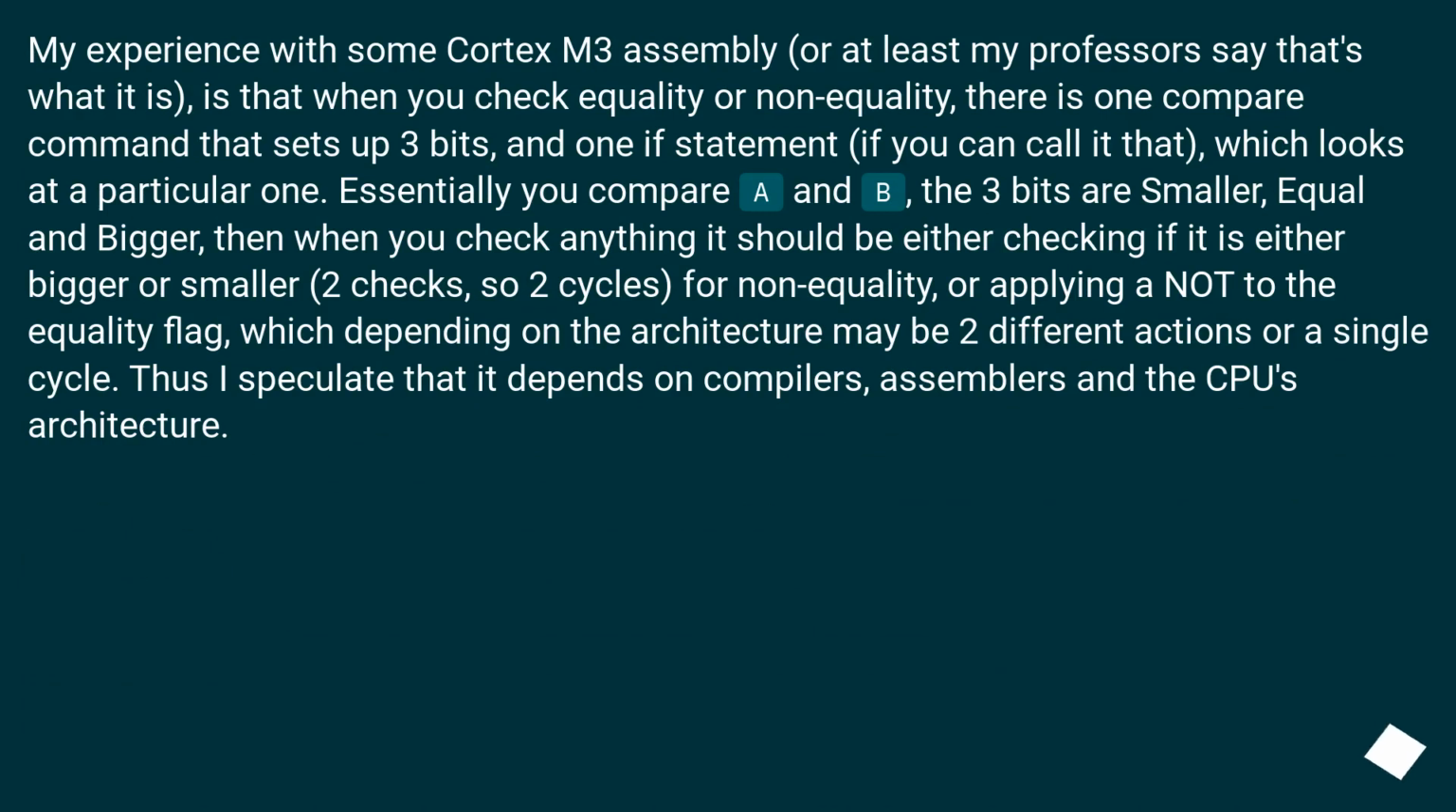My experience with some Cortex M3 assembly, or at least my professors say that's what it is, is that when you check equality or non-equality, there is one compare command that sets up 3 bits, and one if statement, if you can call it that, which looks at a particular one. Essentially you compare A and B, the 3 bits are smaller, equal and bigger, then when you check anything it should be either checking if it is bigger or smaller, 2 checks, so 2 cycles, for non-equality, or applying a not to the equality flag, which depending on the architecture may be 2 different actions or a single cycle. Thus I speculate that it depends on compilers, assemblers and the CPU's architecture.